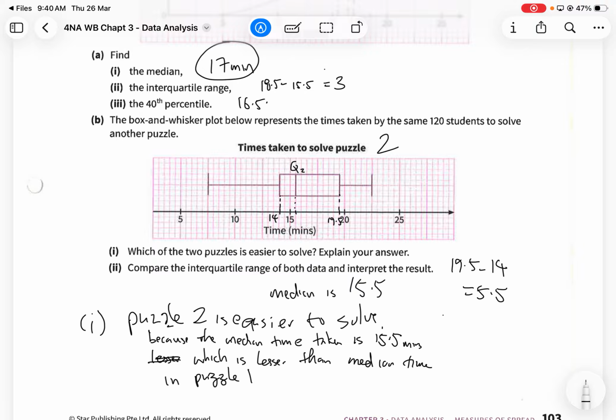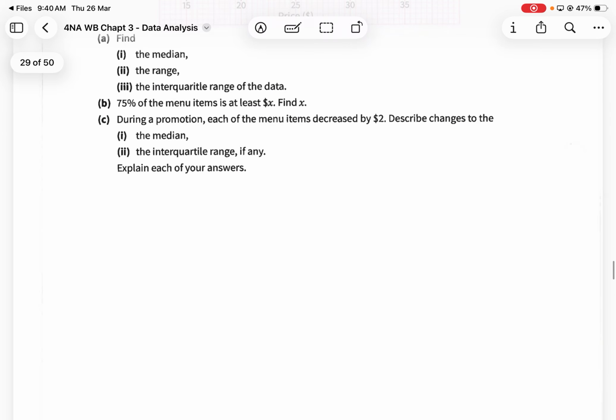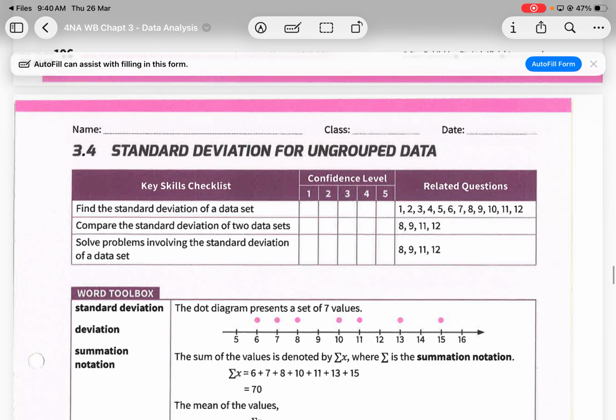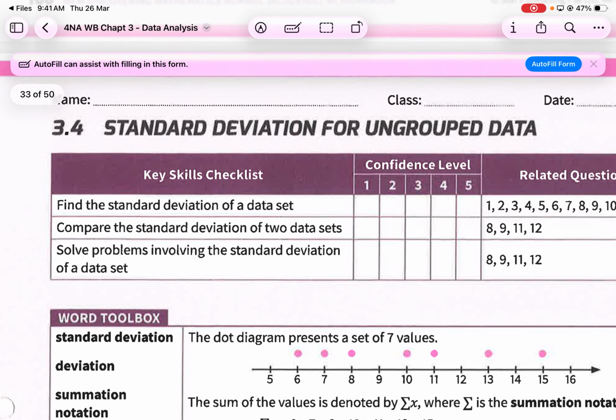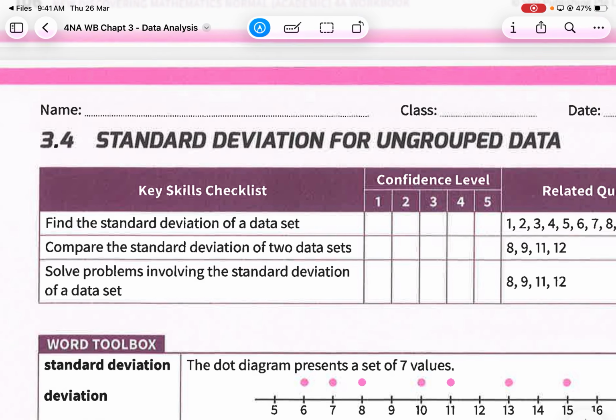So how wide the spread is will be your next topic. Are your data very concentrated or are your data very far from the middle? That will be your next topic that we will go through in the next lesson. Those who like math very much and want to go back can read up your textbook on this part. Standard deviation is talking about how spread out your data is.